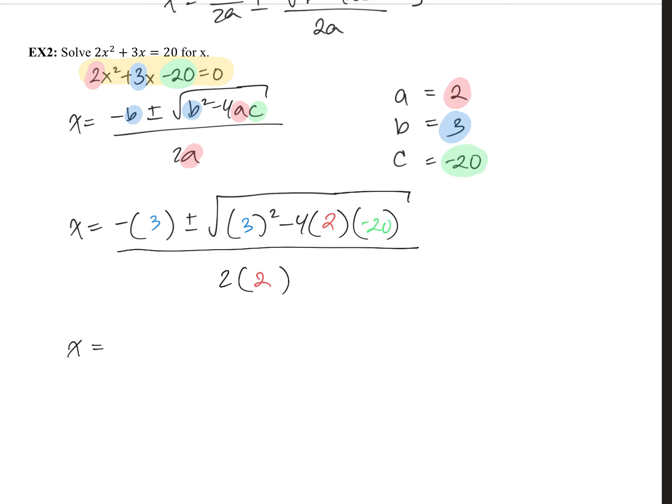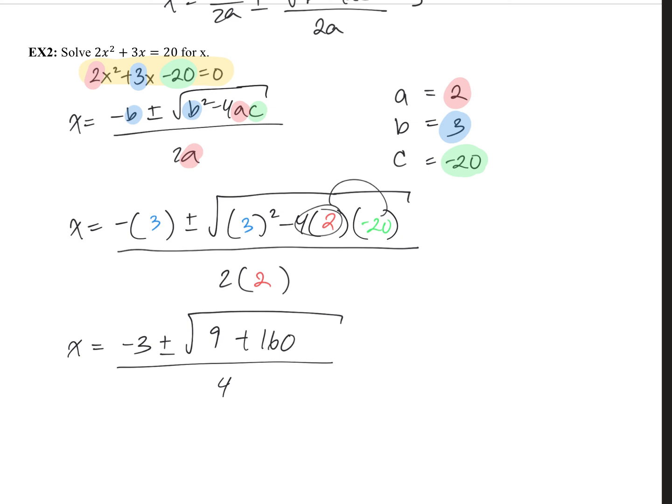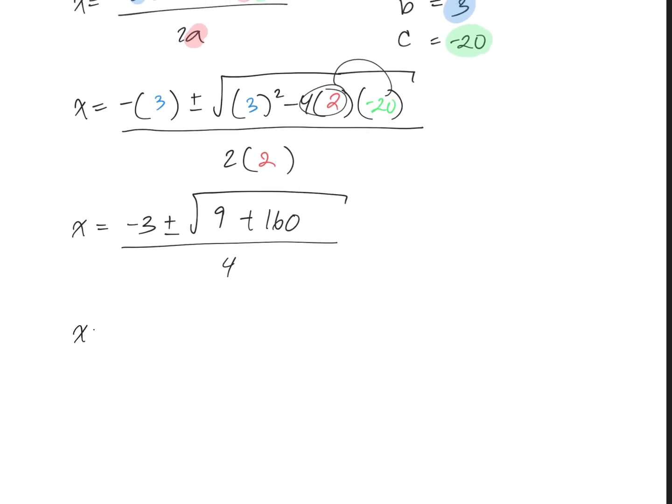Okay, so solving, we get x equals negative 3 plus or minus the square root of, well, 3 squared is 9, minus, and we have, let's see, so 4 times 2 is 8, and then 8 times 20 is going to be 160, so that'll be positive 160, divided by 4. Okay, so then x equals negative 3 plus or minus the square root of 169 divided by 4.